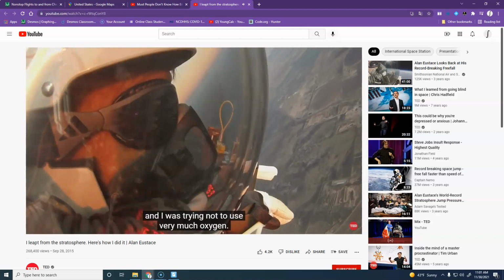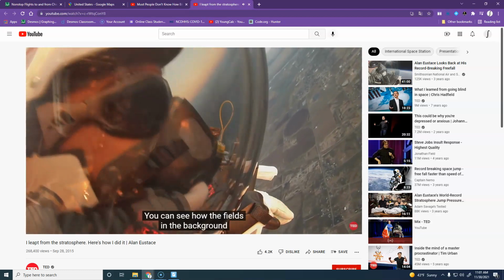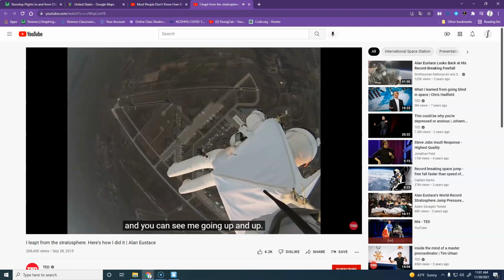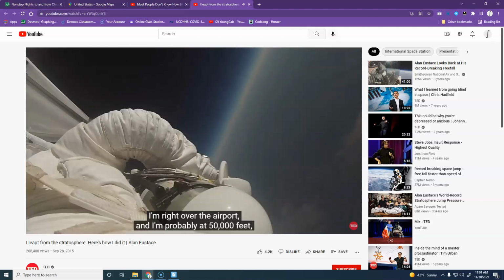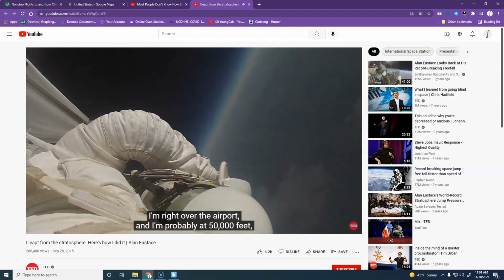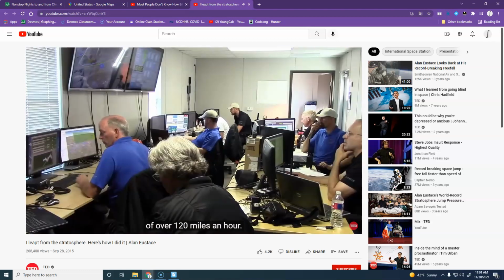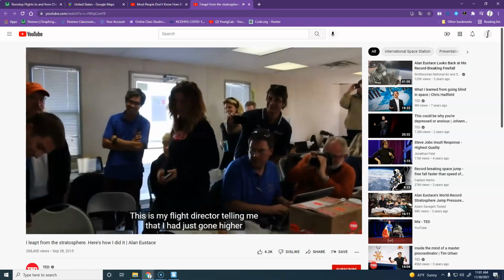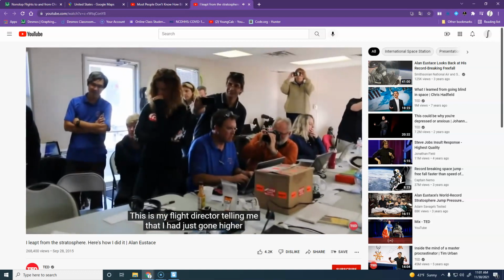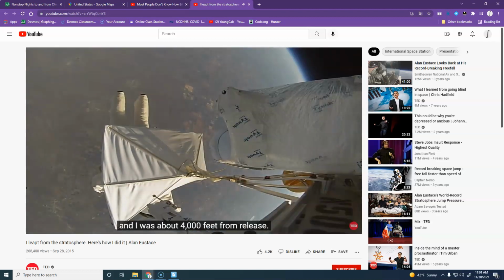I was trying not to use very much oxygen. You can see how the fields in the background are relatively big at this point, and you can see me going up and up. It's interesting here because I'm right over the airport, and I'm probably at 50,000 feet. But immediately I'm about to go into a stratospheric wind of over 120 miles an hour. This is my flight director telling me that I had just gone higher than anybody else had ever gone in a balloon. I was about 4,000 feet from release.